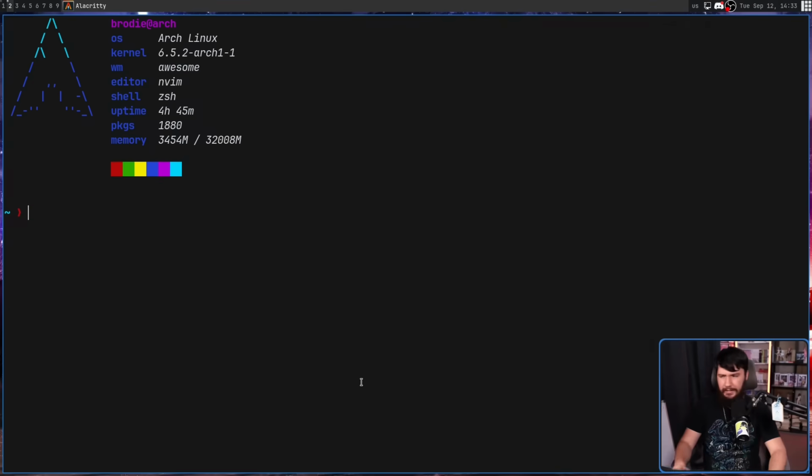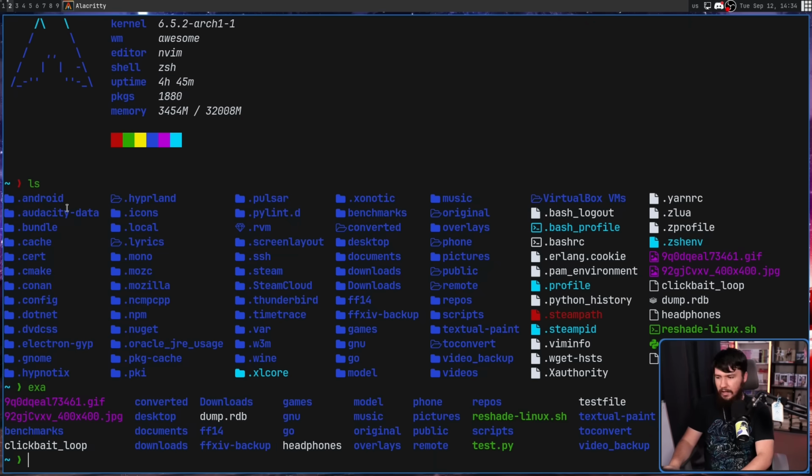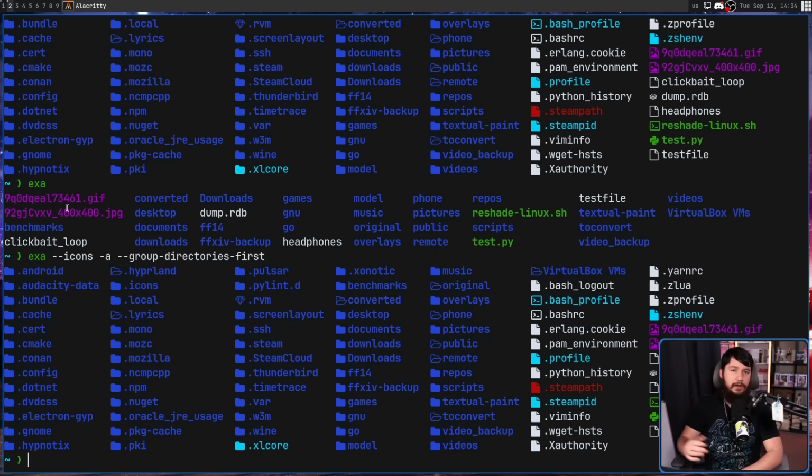Every so often I'll see someone ask about my weird ls command, and I can totally understand why, because this is not the expected output, and there's a very good reason for this. This isn't ls, this is an alias to another program called exa, along with a bunch of other options to provide the look and the output that I want to see.